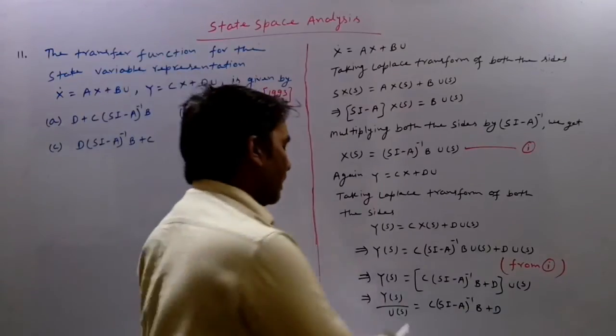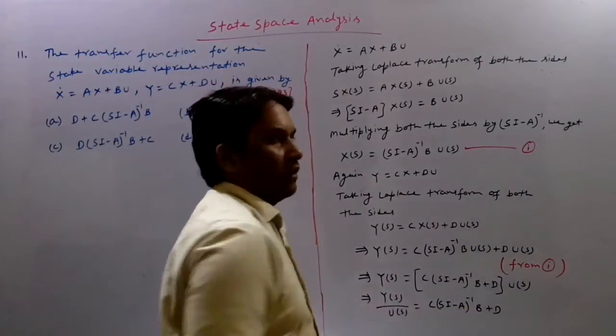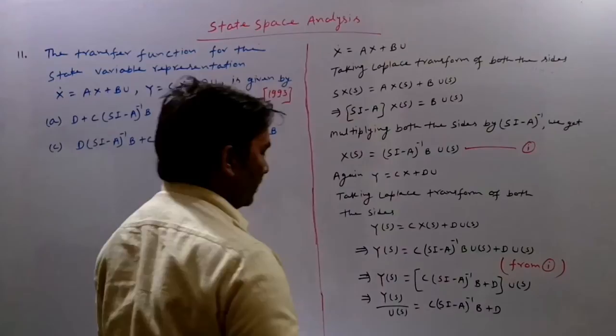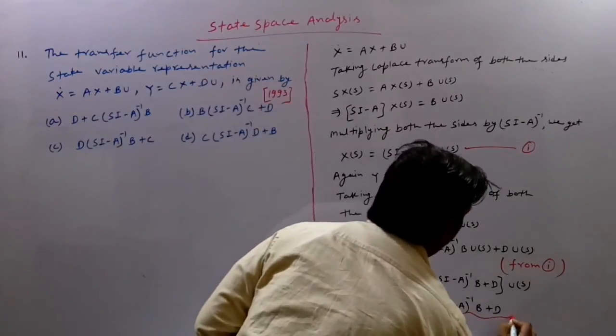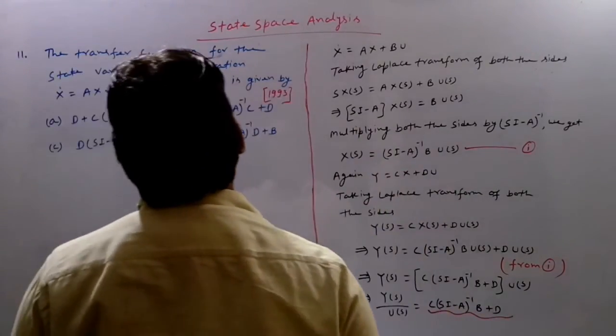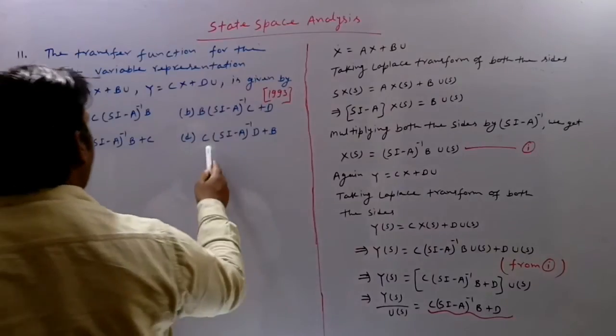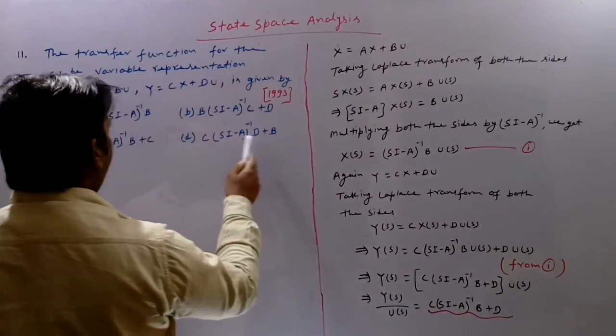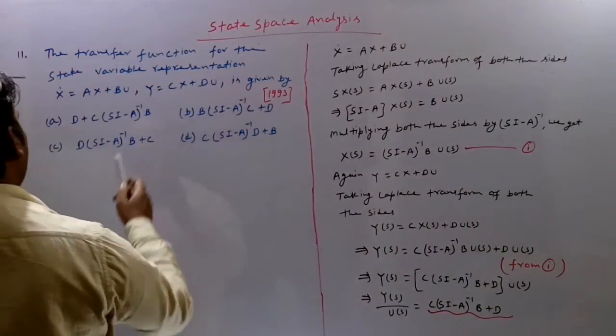and the ratio of the Laplace transform of output divided by the Laplace transform of input is nothing but the transfer function. So the transfer function is this one, C(sI minus A) inverse B plus D. So which option is correct? This is not correct.